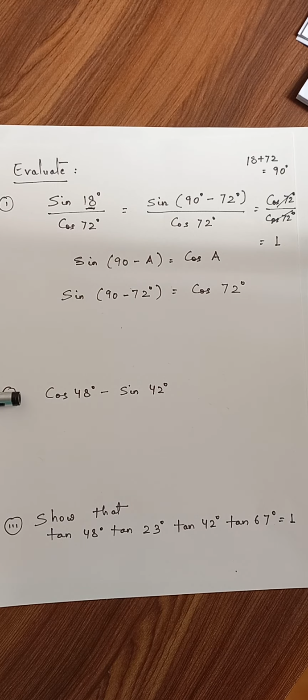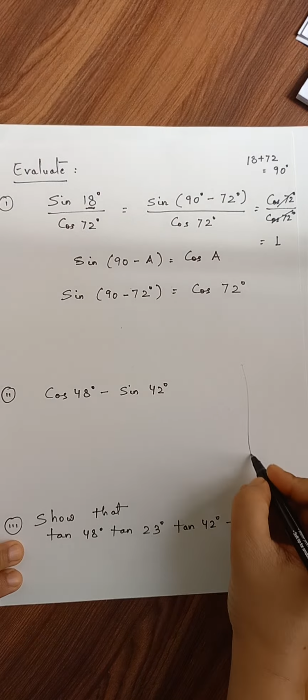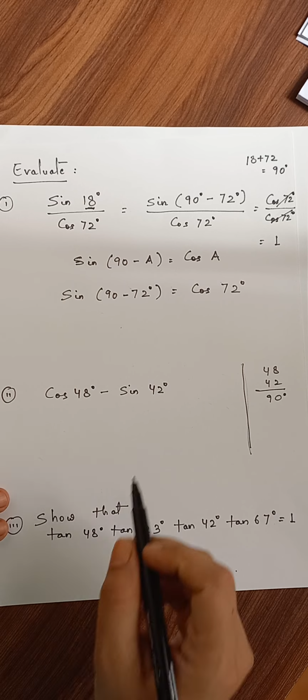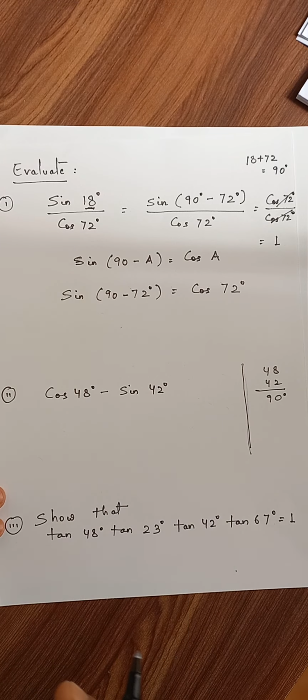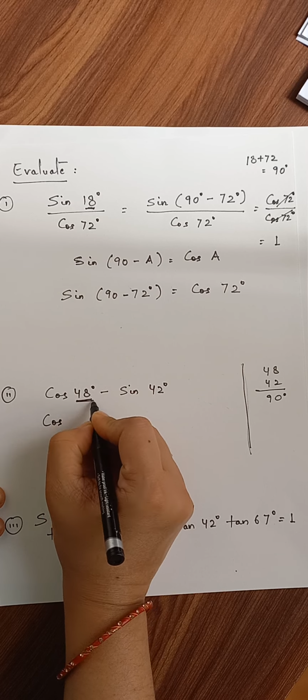Now moving ahead to the next question. Here it is given cos 48 minus sine 42 degree. Again the same concept you have to keep in your mind: 48 plus 42, first check it. So it is 90 degrees. Yes, this pair of angles are complementary angles. After that, if they are complementary angles, then yes, you can use the complementary angle formula here, and then again convert the angle first. I am repeating, convert just the angle.